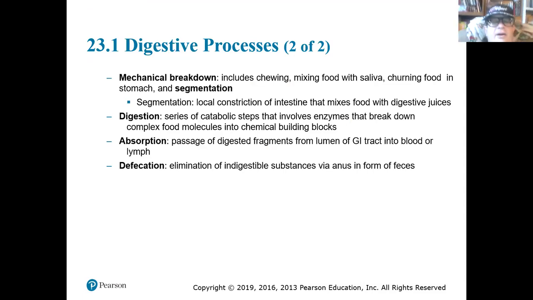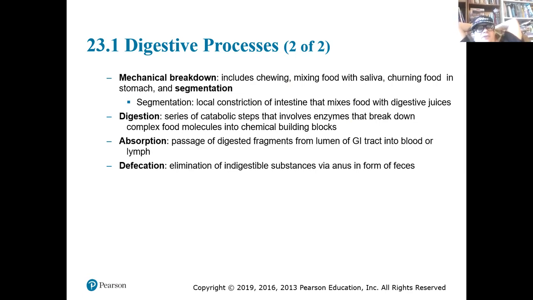So mechanical breakdown is not chemical breakdown. Mechanical breakdown is breaking pieces apart physically, like with force. So chewing the food, mixing with saliva, churning it in the stomach. That third layer in the stomach, the diagonal layer, allows the muscle to do this kind of thing. So you're mixing the food and the enzymes and stomach acid together. So that stuff, segmentation, these are local constrictions in the intestine that mix food with digestive juices.